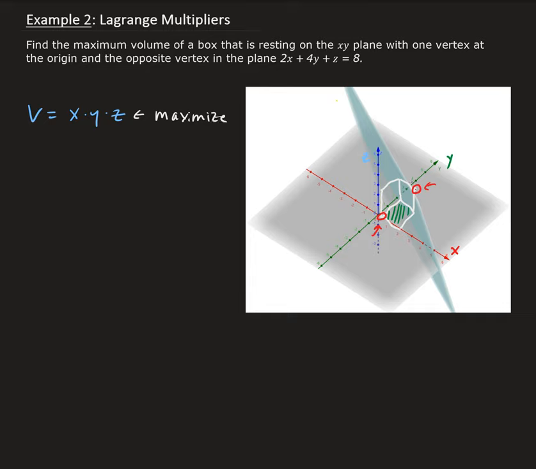The other equation is our constraint. Our constraint is that we want this point here on the box, this vertex, to be on the plane. So that means we have 2x plus 4y plus z equals 8. That is our constraint.